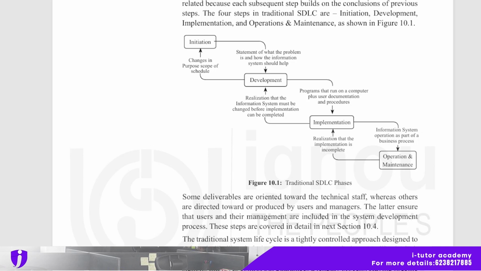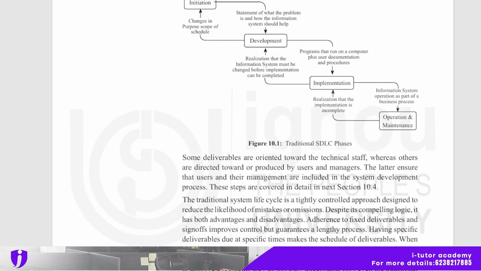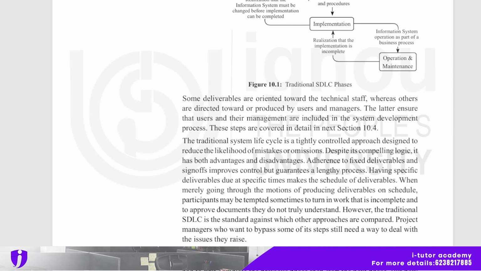So this is the traditional SDLC phase, and some deliverables are oriented towards the technical staff, whereas others are directed toward or produced by users and managers. The latter ensure that users and their management are included in the system development process. And the traditional system lifecycle is a tightly controlled approach designed to reduce the likelihood of mistakes or omissions. Despite its compelling logic, it has both advantages and disadvantages, and adherence to fixed deliverables and sign off improves control but guarantees a lengthy process.